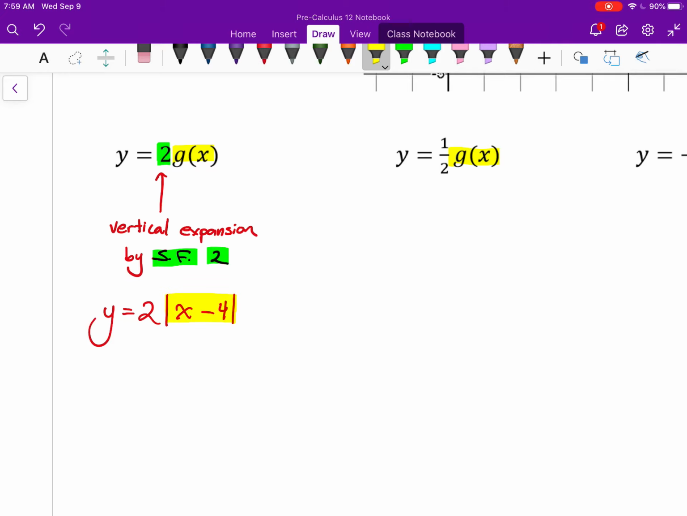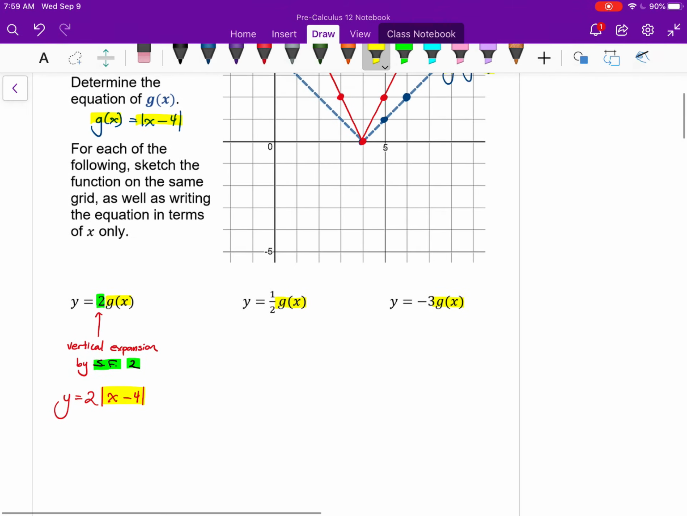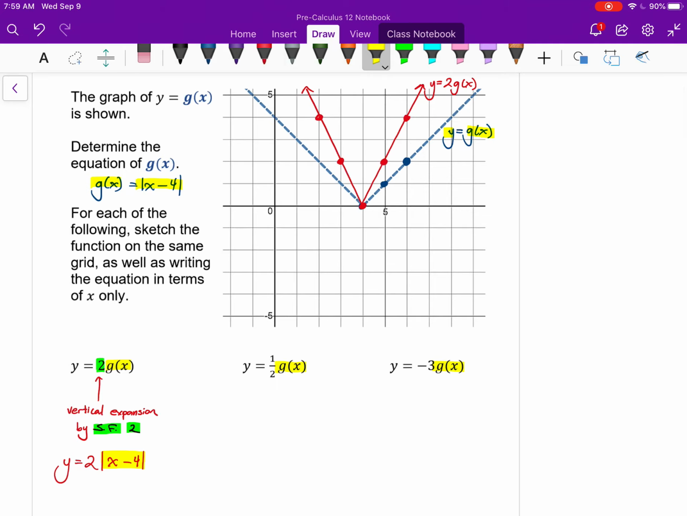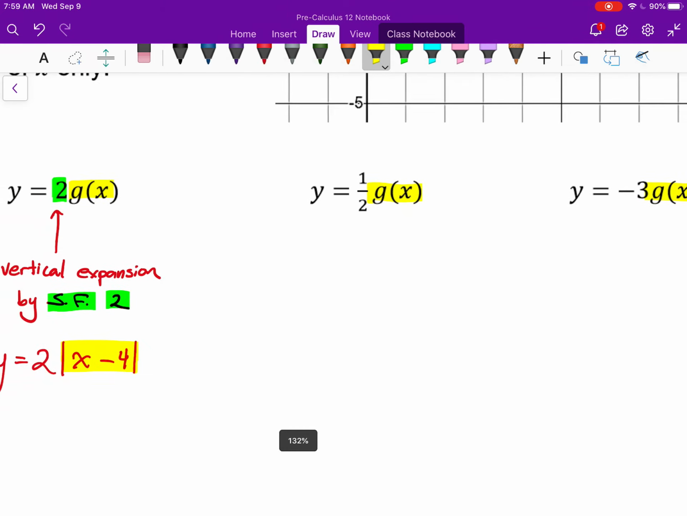Because again, for this particular question, g of x is, as an equation, the absolute value of x take away 4. Everything that's highlighted in yellow is equivalent, is g of x. All right, so let's look at the next one.